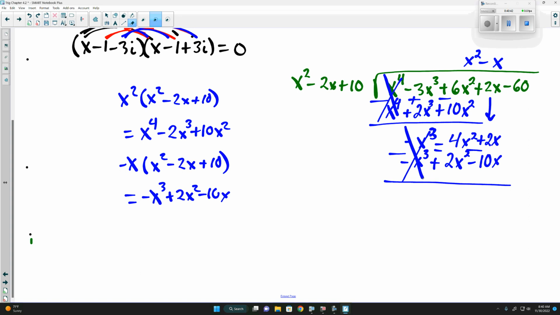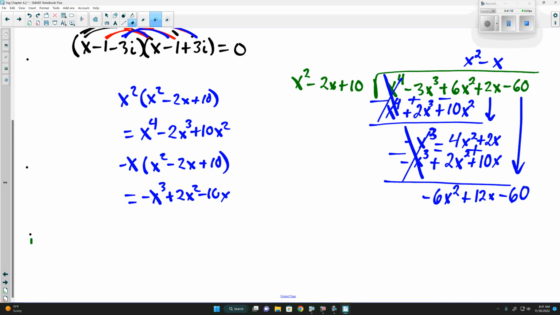These here would cancel. Negative 4x squared minus 2x squared is negative 6x squared. 2x minus negative 10 is going to give us 12x minus 60. Because the negative and negative in the center would make a plus, so 2x plus 10x is 12x. Are you comfortable with this so far?